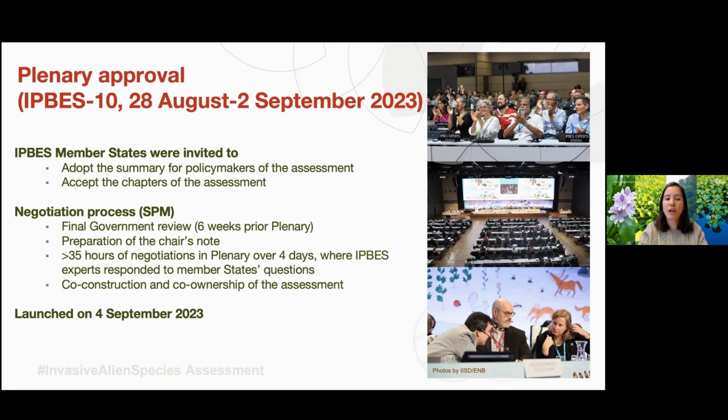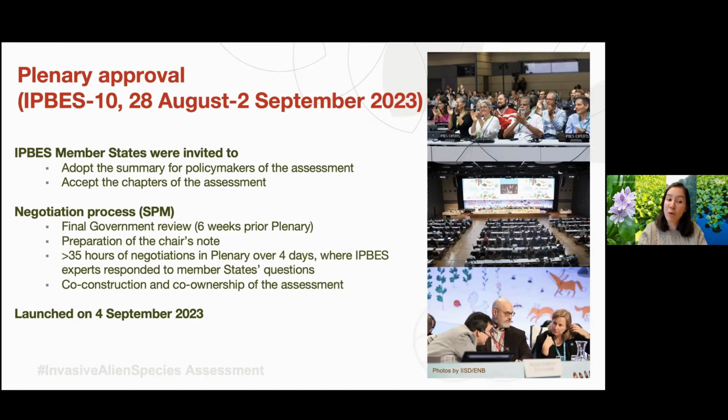We actually had a final government review 6 weeks prior to plenary, and the experts gathered for a week to address and include all those comments into what we call the chair's note, which is the final document, an edited version of the summary for policymakers that is usually used as a basis for negotiations.